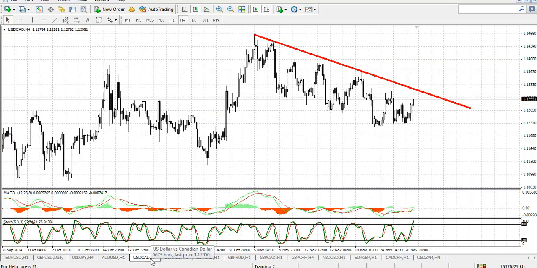The CAD has just sprung a bit of a surprise on us. The CAD was all of a sudden one of the top performing currencies today, and she all of a sudden took a bit of a knock. And I think it's got something to do with the OPEC meetings.